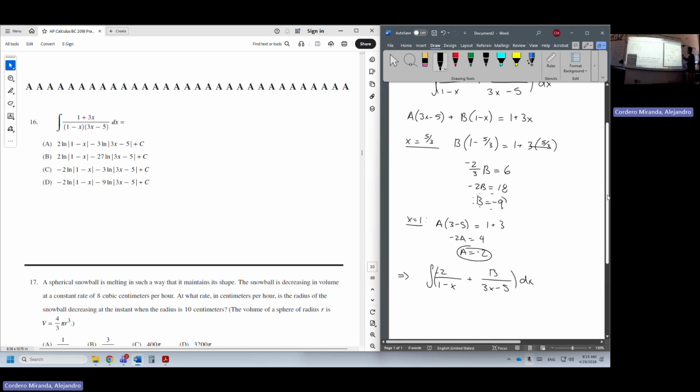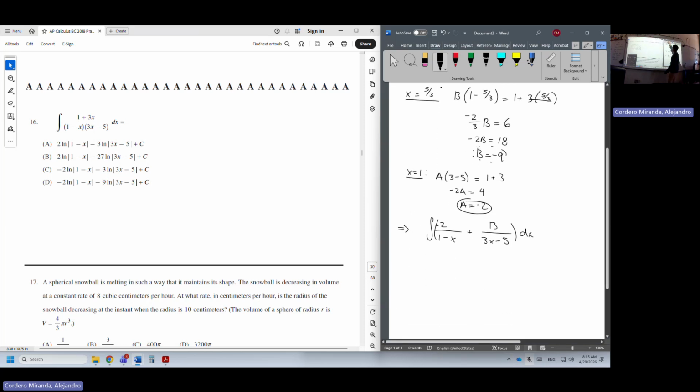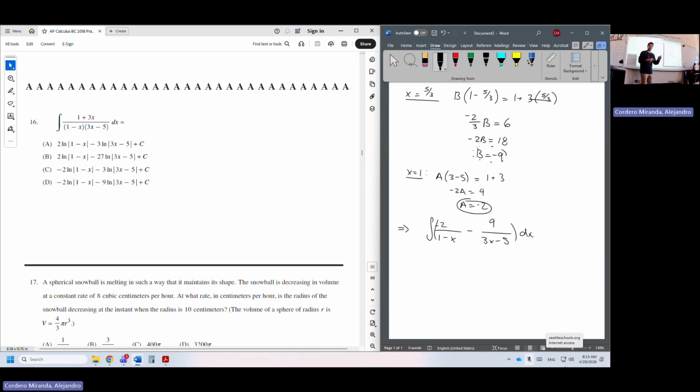Then you go back and you replace your integral with those numbers that you got. So it should be -2 over 1 minus x plus -9 over 3x minus 5. And I'm glad we went over this yesterday because both of these, you should not skip the u substitution unless you keep track that this will be negative and this will be divided by 3. You should not skip the u substitution.